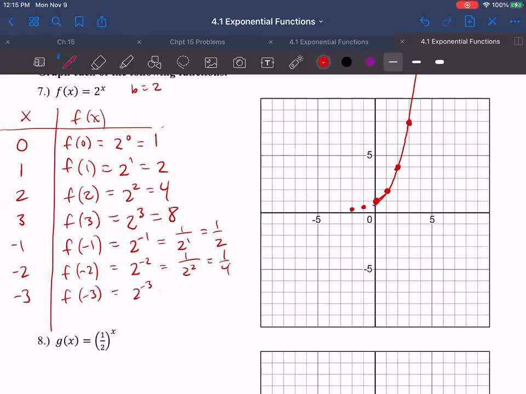That's 2 to the -3. That's 1 over 2 to the 3. That's 1 over 8. And so we're getting really close to 0 there. And in fact, as we keep going more and more negative, we're going to keep ending up putting larger and larger numbers on that denominator.